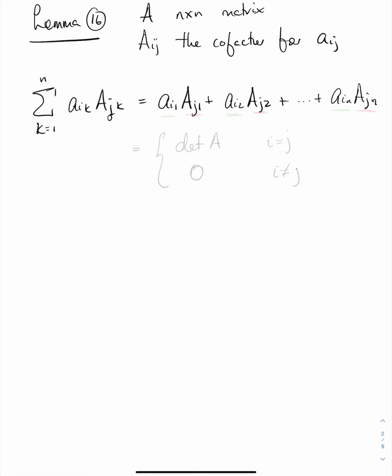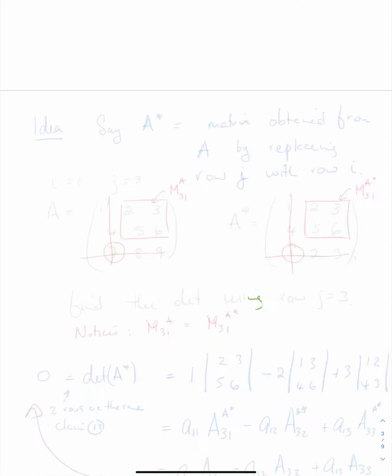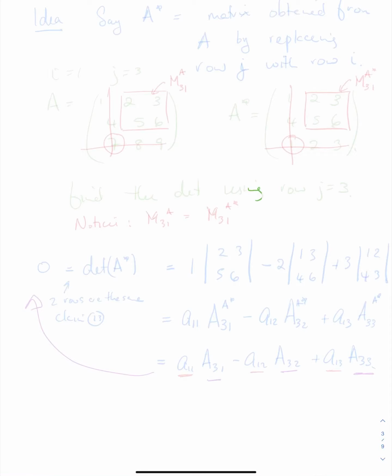This looks very, very similar to a normal cofactor expansion for the determinant. Here are your coefficients, as if you were taking the cofactor expansion along row i to find the determinant. But the cofactors are the cofactors as if you were going down row j, and i and j might not be the same. This lemma claims that this sum is going to be the determinant of A when i is equal to j, as you would expect, and 0 when i is not equal to j. Before we prove this, let's walk through the idea of the proof.